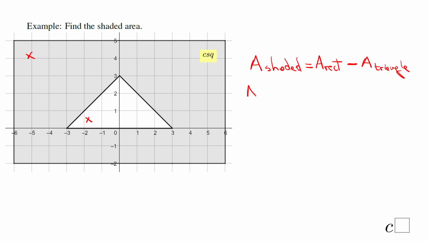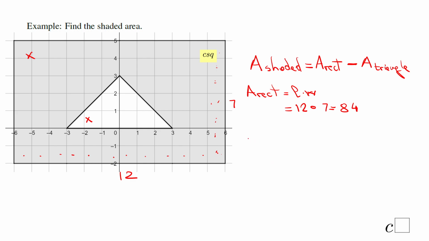So let's start with the area of the rectangle first. In this rectangular grid, we can count the length: 1, 2, 3, 4, 5, 6, 7, 8, 9, 10, 11, 12. The length is 12. And the width is 1, 2, 3, 4, 5, 6, 7. 12 times 7, and that is 84 square units.